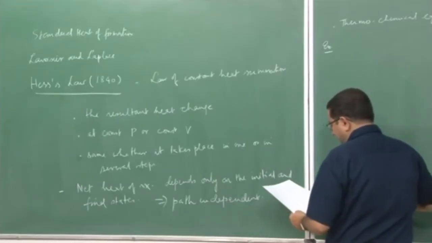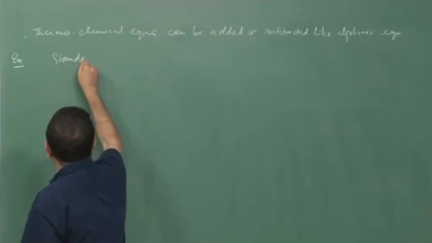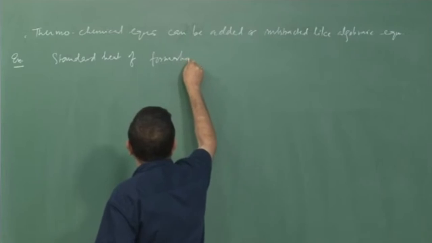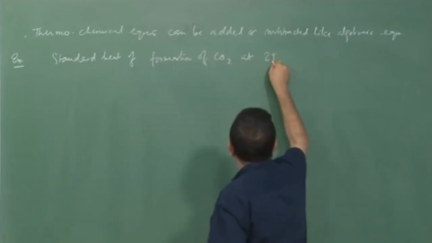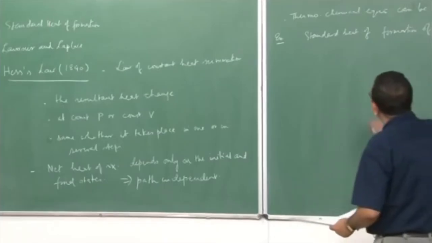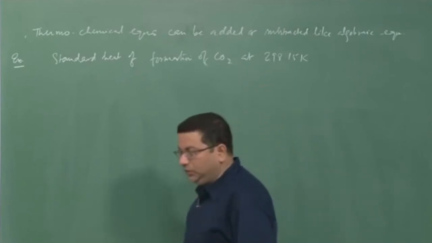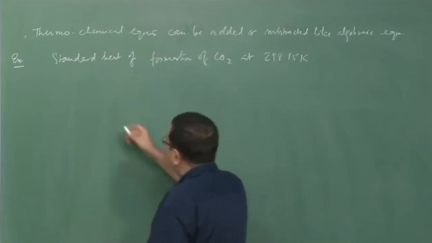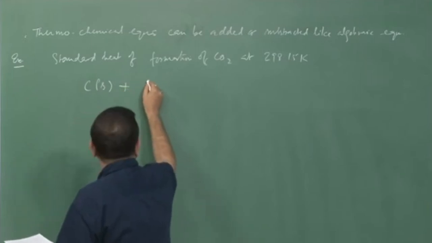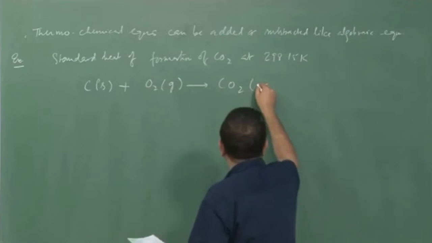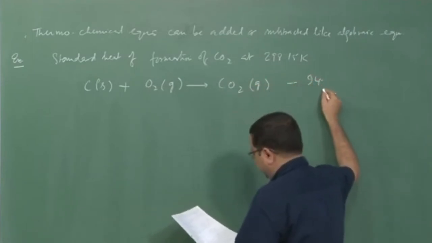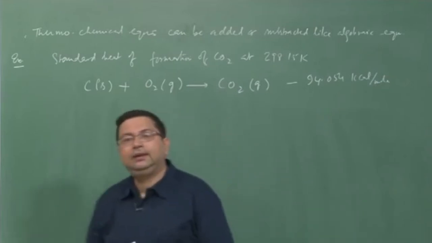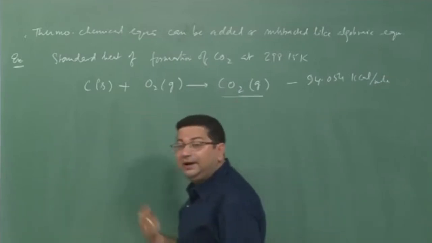Let us consider that we want to estimate the standard heat of formation of CO2 at 298.15 degree Kelvin. We want to estimate the standard heat of formation of carbon dioxide at 298.15 degree Kelvin. We have seen in the previous class that the standard heat of formation of this, if you estimate it from its elements, is equal to 94.054 kilocalorie per mole. Now, let us estimate the same from some other path.